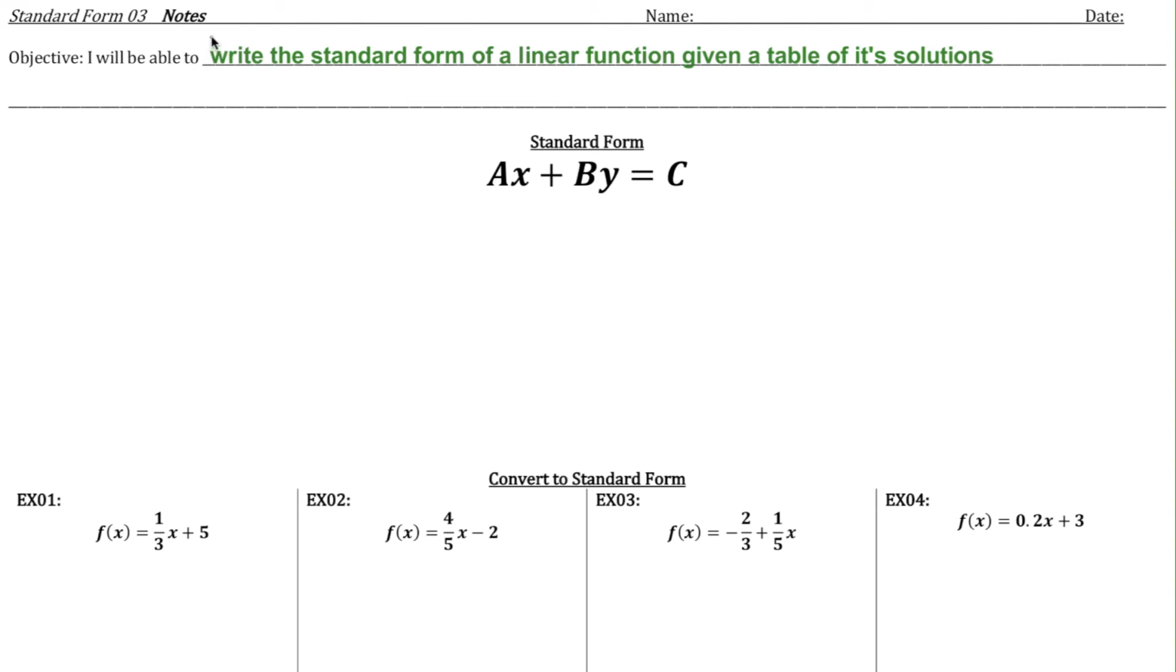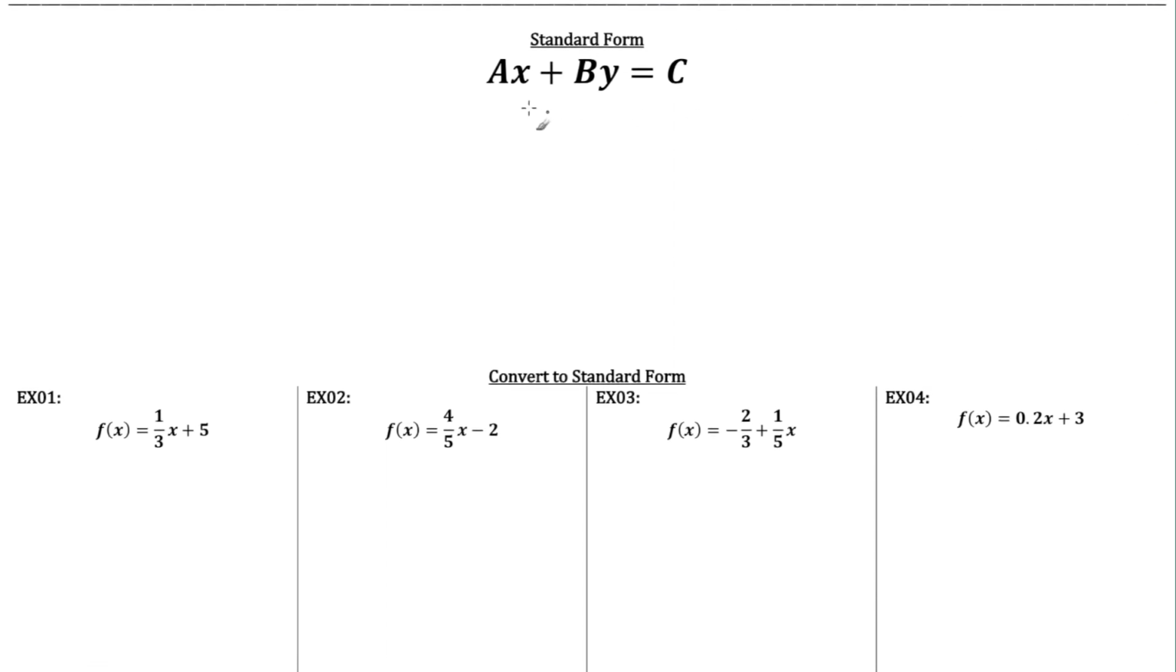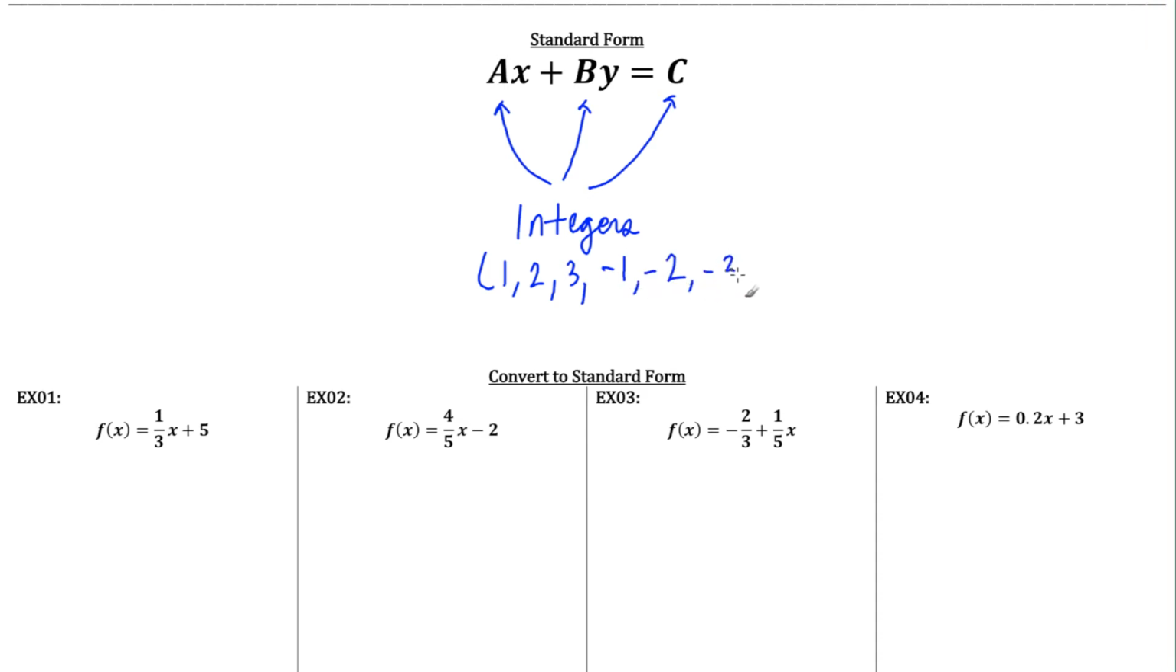All right, so in this lesson, we will write the standard form of a linear function given a slope-intercept equation. So before we write the standard form, let's remind ourselves about standard form, like what it is. So A, B, and C are all integers. They're all integers, which means there are numbers like 1, 2, 3, -1, -2, -3, etc.